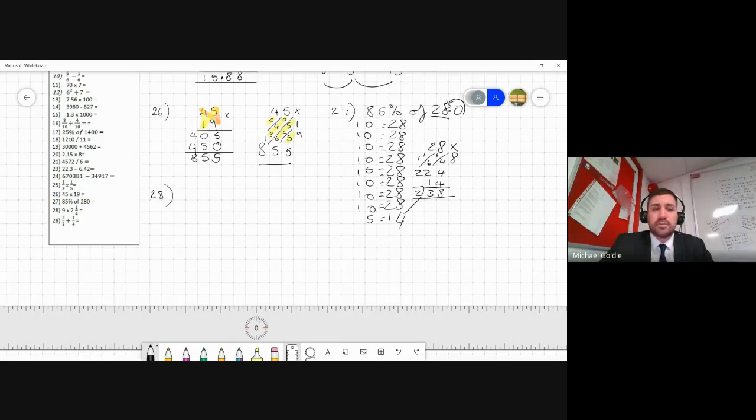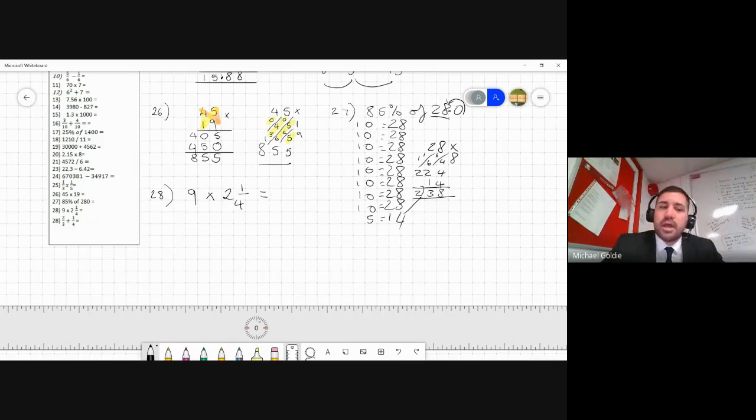28, 9 times 2 wholes. Oh, it's a tricky one. 9 times 2 wholes and 1/4. Once again, another one that can be worked out in loads of different ways. First of all, I've got to turn these into what we call improper fractions, top-heavy fractions.